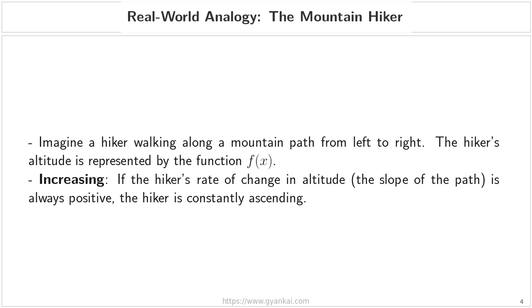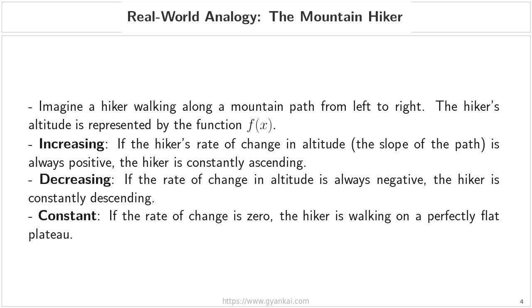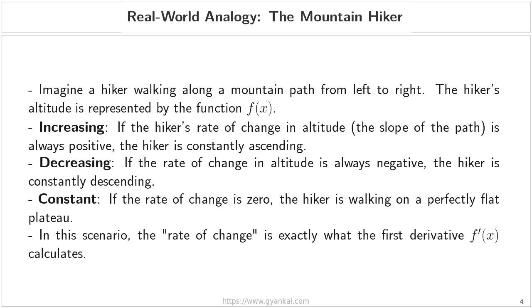If the hiker's rate of change in altitude, which is essentially the slope of the path, is always positive, the hiker is constantly ascending. Conversely, if the rate of change in altitude is always negative, the hiker is constantly descending, moving downwards. Finally, if the rate of change is 0, the hiker is walking on a perfectly flat plateau, where the altitude remains unchanged. The crucial point to remember here is that in this scenario, this rate of change is exactly what the first derivative, f prime of x, calculates. By visualizing the derivative as the slope of a path, we can more easily apply the mathematical steps we will see in the upcoming example.